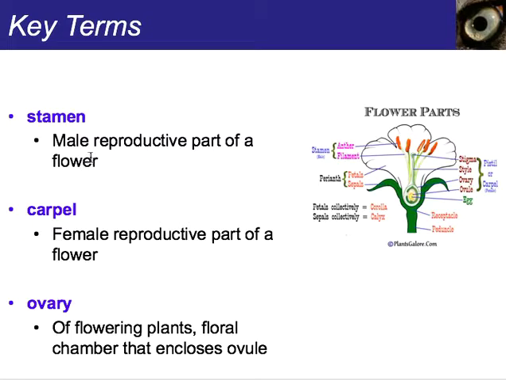Again, here we go. So the stamen is the male reproductive part of a flower. That's going to be the part that holds the pollen. These are your stamens. Your carpel is the female reproductive part of the flower. I think of that as like the tube that leads to the egg. So here we have the carpel, and then here is the ovary, or basically where the egg is held inside the plant.